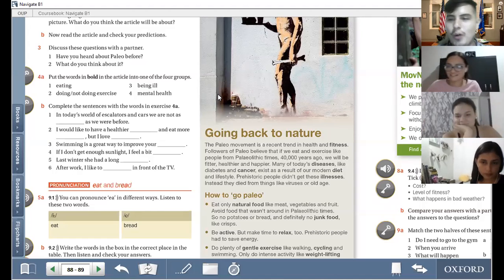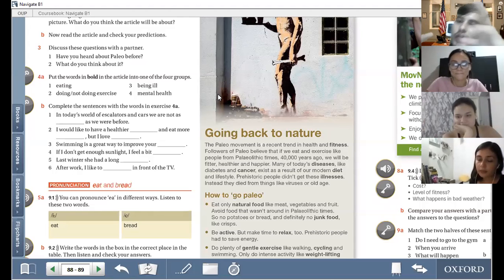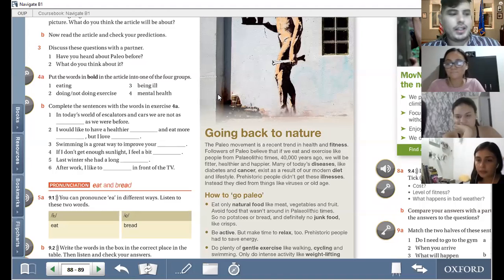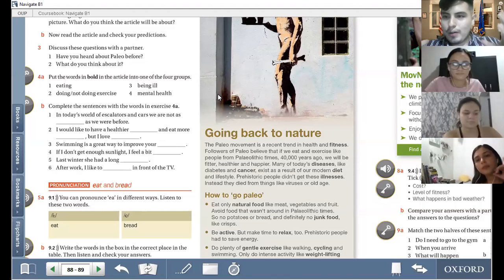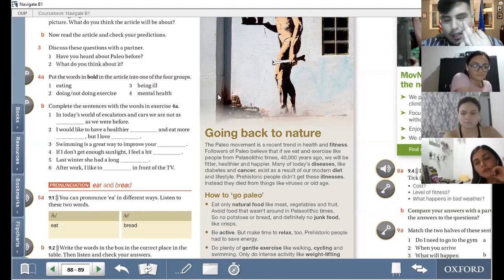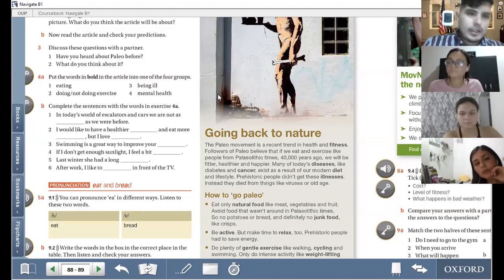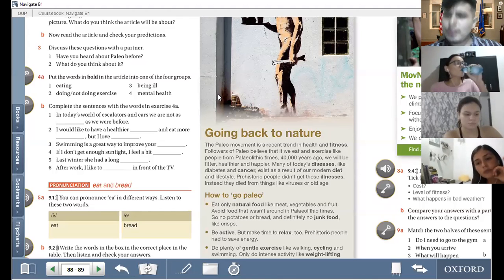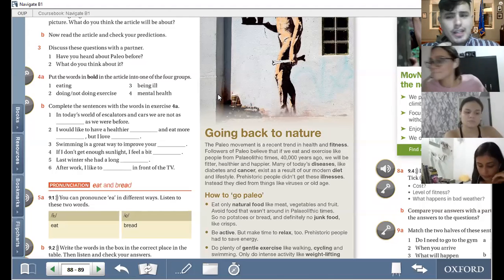For the ones who don't know, what Diana is talking about is food that's genetically modified, all right? For it to look good. When I say food, it's everything. It can be meat, fruit, vegetables, everything, right? Now, what do you think about this movement? Would you do it? Would you go paleo?